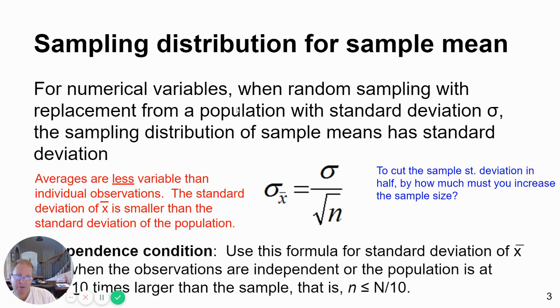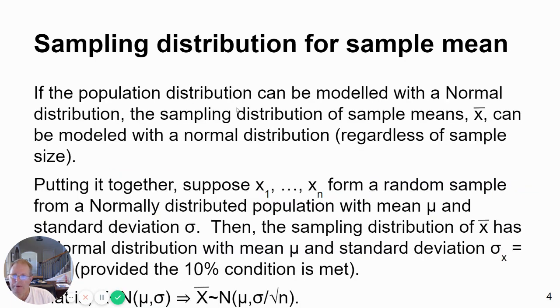To cut the sample standard deviation in half, by how much must you increase the sample size? Suppose I wanted to cut the standard deviation of my x bars in half. What would I have to do to n? I would have to quadruple n. There's a proof at the end if you'd like to go see that.